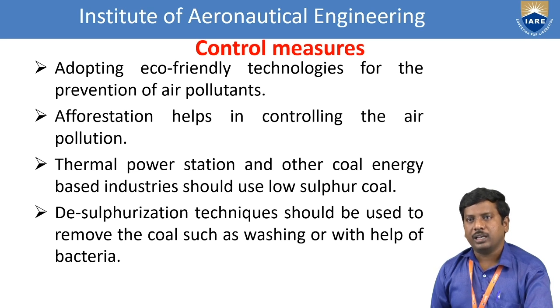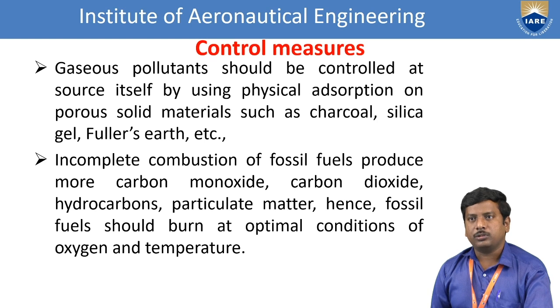So first one, adopting eco-friendly technologies for the prevention of air pollutants, and afforestation helps in controlling air pollution. Thermal power stations and other coal energy based industries should use low sulfur coal, and desulfurization techniques should be used to remove sulfur from the coal, such as washing or with the help of bacteria. So, gaseous pollutants should be controlled at source itself by using physical absorption on porous solid materials such as charcoal, silica gel, fuller's earth, etc.